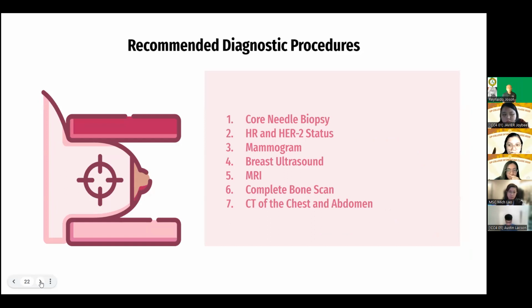So I'm just going to mention recommended diagnostic procedures for when a patient presents with a suspected breast malignancy po or a breast lesion po without any prior diagnostics yet po. So for those po, we have a core needle biopsy, the HR and HER2 status, a mammogram, a breast ultrasound, an MRI, a complete bone scan, and the CT of the chest and abdomen. So we'll get into each one of those in the next few slides.